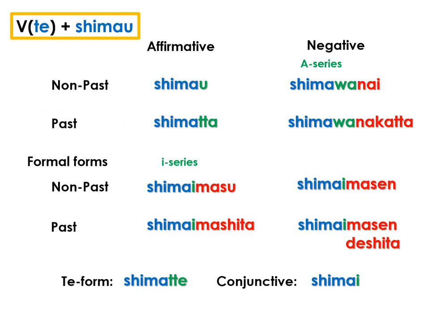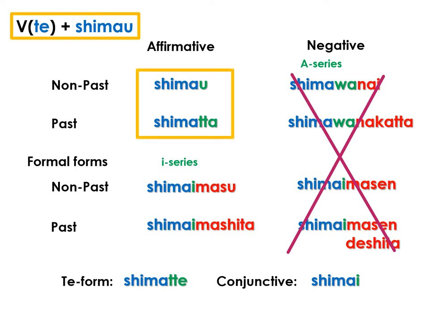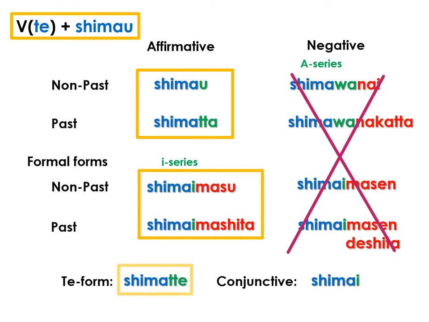Now, shimau, which means to complete, is a category 1 verb, and when conjugated into its 10 basic forms, this is how it looks. It is not used in the negative. What you'll hear are the affirmative conjugations: shimau, shimatta for plain, shimaimasu and shimaimashita for formal, the te form shimatte, and the conjunctive shimai. Now let's look at some examples.